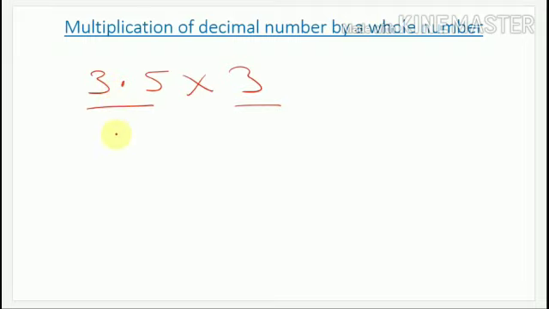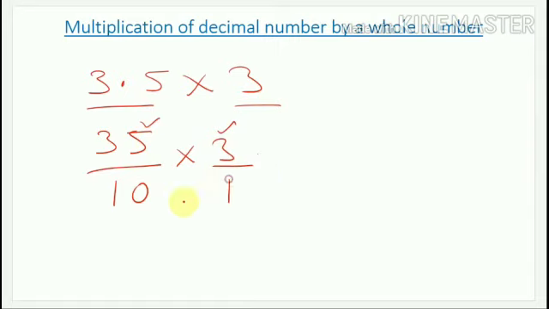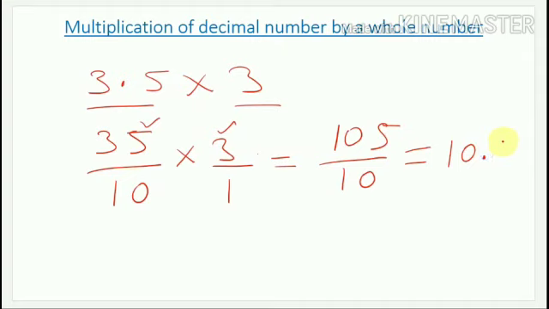Always convert the decimal number into a fraction during the multiplication as well as in the division. So 3.5 in fraction can be written as 35 upon 10. Then 35 upon 10 is multiplied by 3. So numerator and numerator get multiplied, and write 1 as a denominator because it does not contain a denominator. So 10 into 1 is 10, and 35 into 3 is 105 upon 10. And when you convert this fraction into decimal, it becomes 10.5. This is the answer.